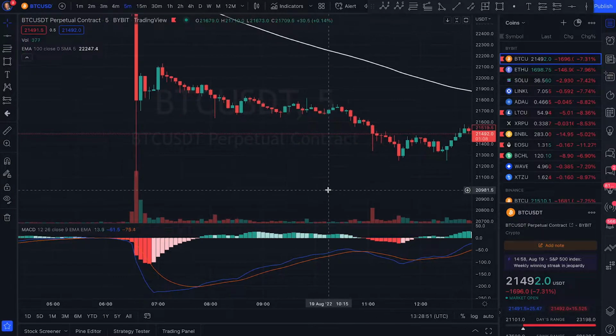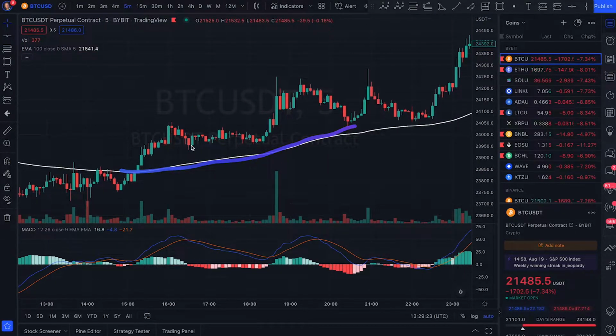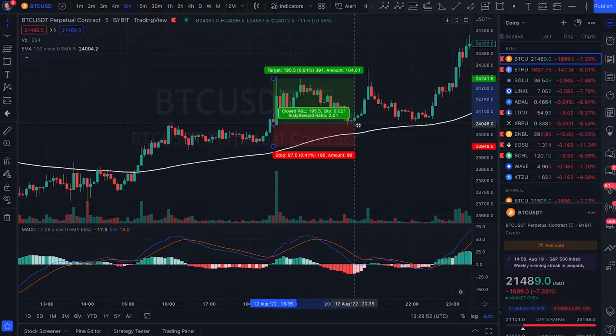And for a long position, let's go back in the chart. All right, here's a good example. We have the 100 EMA here. The price action is above the 100 EMA. And we now have a crossover on the MACD where the blue line is crossing above the orange line. And this is our entry signal. So we will place a long position right here. And we will use a 2 risk to reward like this. And this was a win.